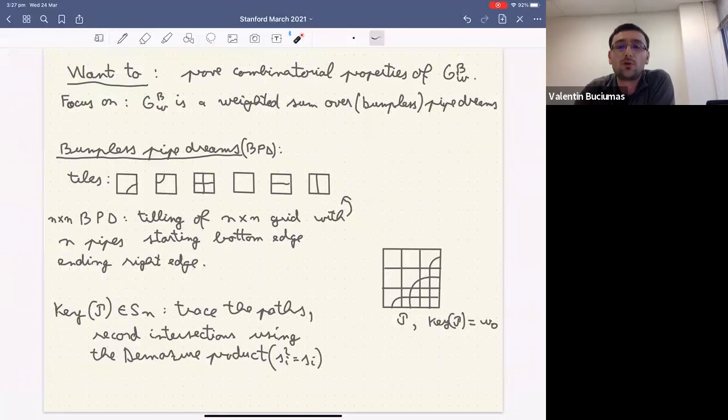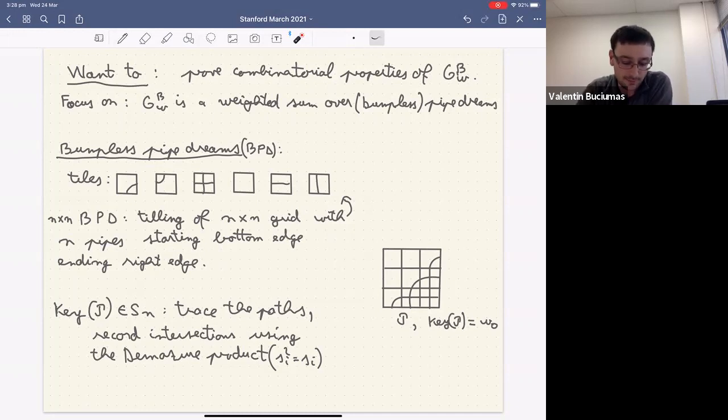So the idea is we want to prove certain combinatorial properties of these polynomials. And I'll focus for the first part on the following property. The Grothendieck polynomials may be written as a weighted sum over bumpless pipe dreams. This is a recent result by Anna Weigandt, and I'll try to explain what a bumpless pipe dream is and what the result is. This was proved by Anna, and then I'll try to explain how using lattice models gives a very easy reproof of this result.